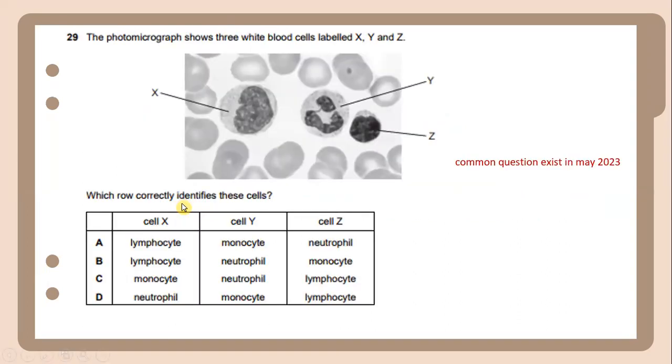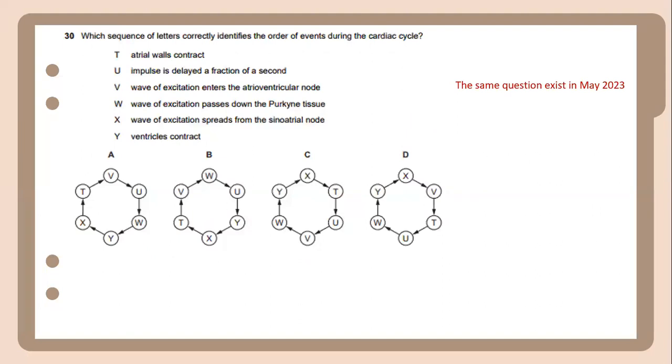The photomicrograph shows 3 white blood cells labeled as X, Y, and Z. Which will correctly identify these cells? This common question already exists in May 2023. The answer for this question would be monocyte is cell X, cell Y represents neutrophil, and cell Z represents lymphocyte. Question 30 is a common question, existing in May 2023. And which sequence of letters correctly identifies the order of events during the cardiac cycle?